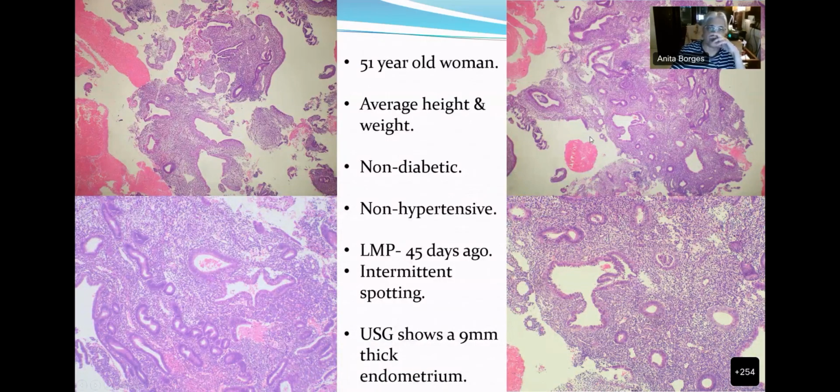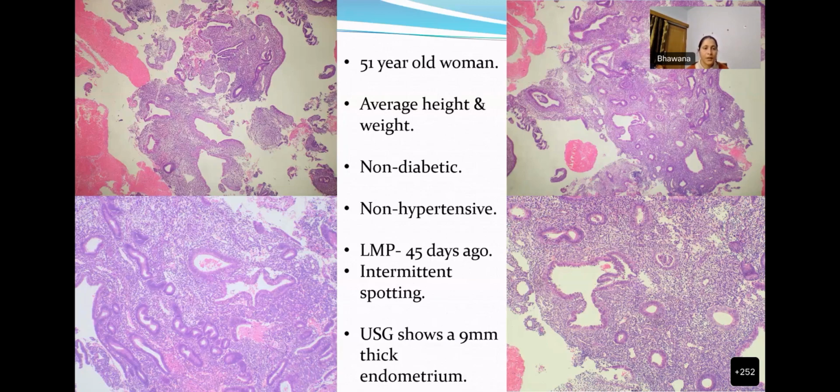Now here is a patient, she's 51 years old, average height and weight, non-diabetic, non-hypertensive. The LMP was 45 days ago and she's had intermittent spotting, and the USG shows a 9 millimeter thick endometrium. Now let's ask somebody. Bhavna, yes, ma'am. Tell me, what do you think this whole story is? Ma'am, on USG there is increased thickness of the endometrium. Yes, wonderful. The patient is 51 years old and the last menstrual period was 45 days ago, so perimenopausal state. The patient is having intermittent spotting also, with average height and weight, so BMI supposed to be normal, non-diabetic and non-hypertensive patient.